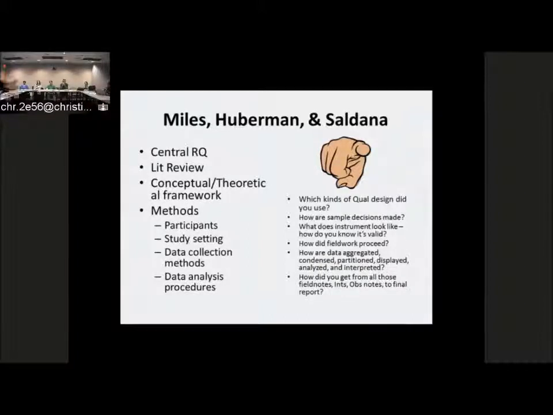Okay, so using your research questions, lit reviews, conceptual framework, all these things, this is how the paper goes. Always think about what kinds of qualitative design you use, because you're going to want to talk about that. What sample decisions were made, that's something you always have to think about when you're writing up your methods. What does your instrument look like, and how do you know it's valid? If you're using a guide for focus group questions, how do you know that those questions are actually getting at your research questions? Or interview questions, same way. How are the data aggregated, condensed, partitioned, displayed, analyzed? All this stuff has to be discussed. How did you get from all those field notes, observation notes, to your final report? These are all the things that you have to talk about in your methods and analysis section.